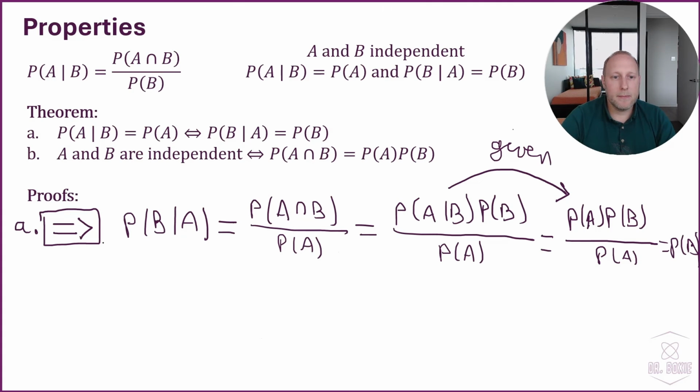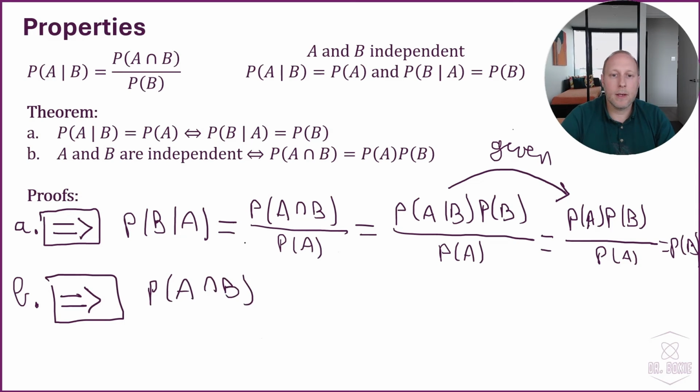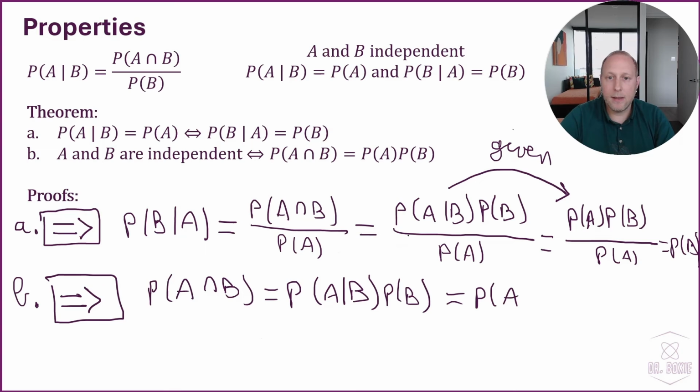Part B of the theorem, we want to prove again an equivalence. So first of all, we want to prove that if A and B are independent, then it's true that P of A and B is P of A times P of B. How to do that? Well, we know that P of A and B is always equal to P of A given B times PB. But because of independence, P of A given B is simply PA. And so we have PA times PB. And that proves this side of the equivalence.